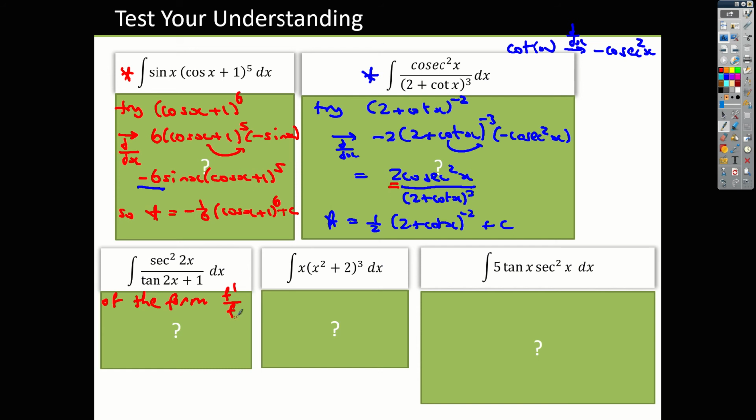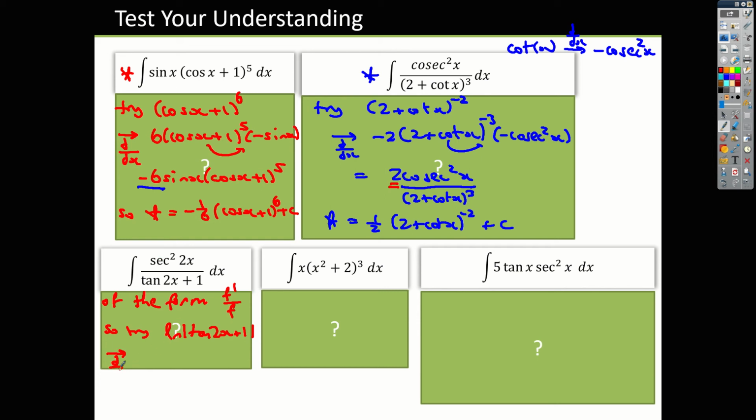That form suggests that we should use ln, whereas the previous one has a power on the bottom other than 1, so we have to use the power rule for that one. So we're going to try ln of the denominator. I don't know why I wrote 2x in there, it's going to be tan 2x plus 1. Okay, that's our guess now. So we're going to differentiate this, see what we get, and then scale it appropriately.